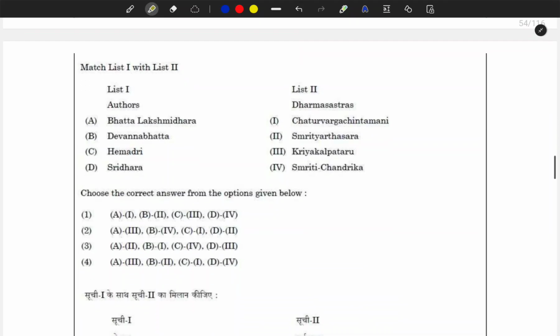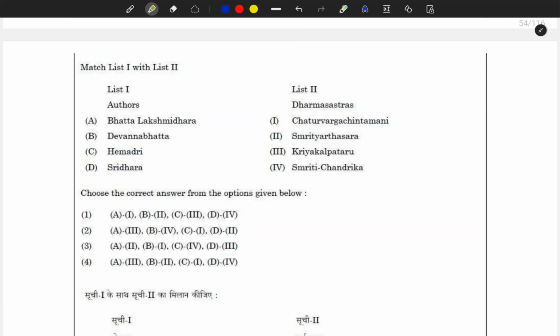Here again, see, they have given the name of the writers and all. Again, you see the literature they have asked. This is the 6th question on literature, I guess, till now. So 5th or 6th, I don't remember. But we have encountered a lot of questions like this.